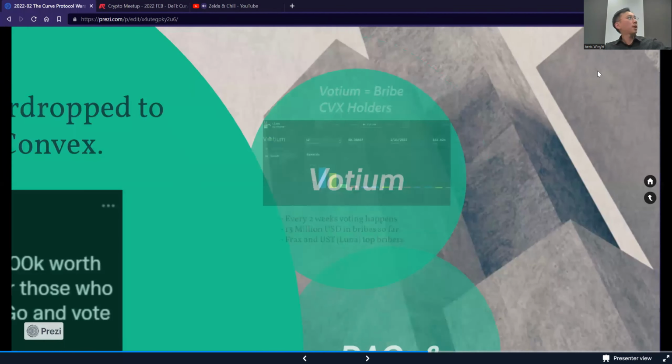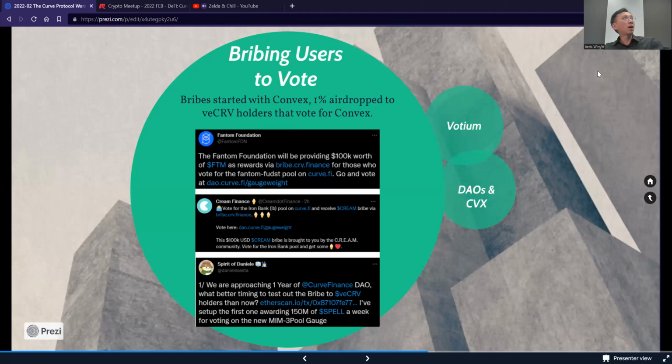So we got Fantom also bribing its users. They were willing to give out $100,000 just to get your vote. Obviously it's split among whoever does the voting, right? And then you got Cream Finance, and you got Abracadabra, which is known for the Magic Internet Money, the stablecoin. So they're bribing regular users to vote. These bribes are extra profit on top of the rewards that you're already getting on Curve. Okay, all right.